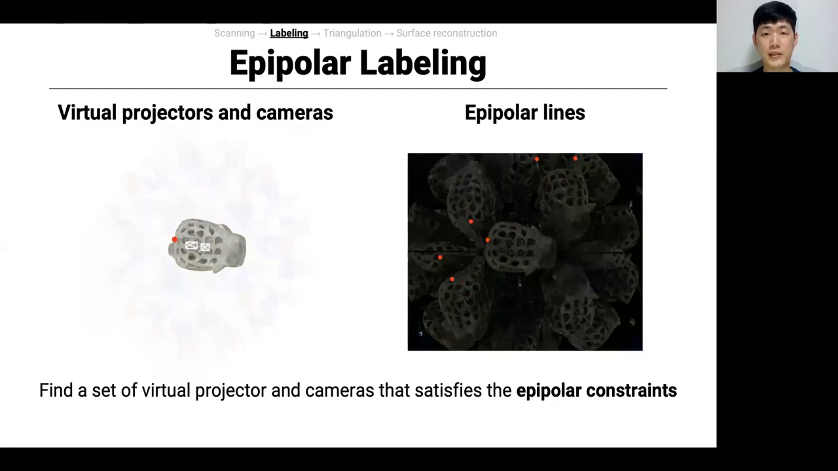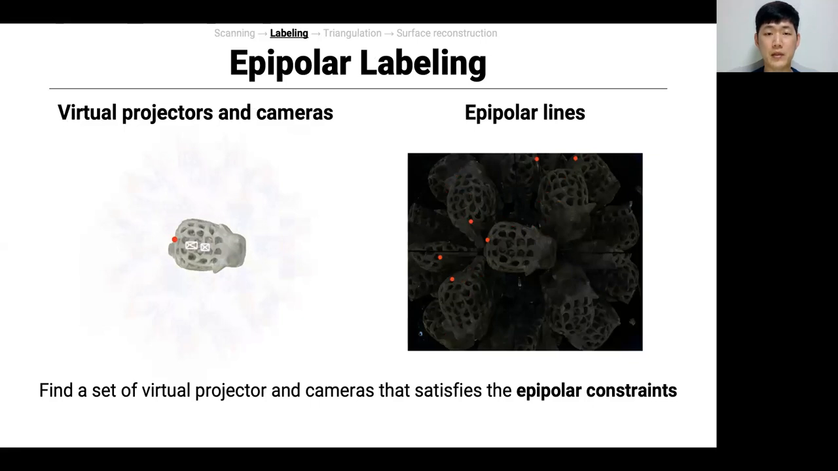From the scanning process, we obtain the correspondences between a projector pixel and multiple camera pixels. Now we need to solve the labeling problem to identify the virtual viewpoint corresponding to each pixel so that we can triangulate from this correspondence. We use epipolar geometry to solve the labeling problem.